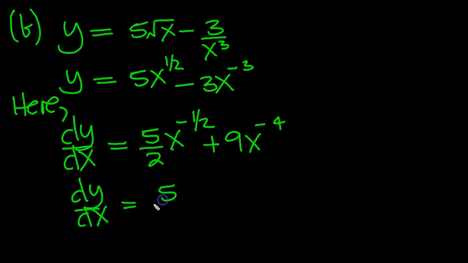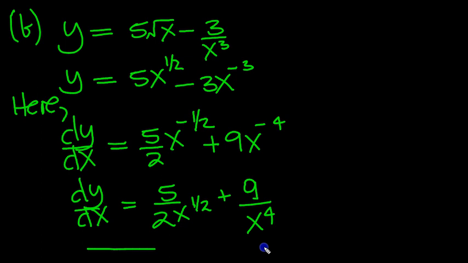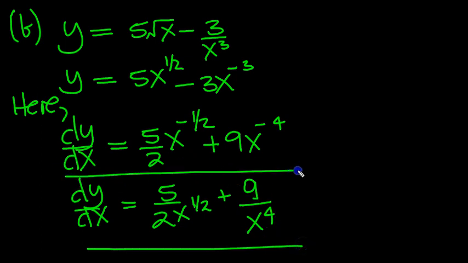We've got 5 over 2, bring the x down, it'll be x to the, flip the index, so that's a half. Plus 9, and then what we'll do is bring the x down underneath, flip the index to a 4. There we go. I think either of these will be fine for part B.